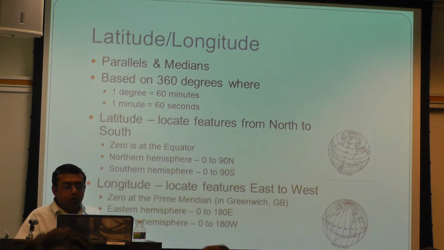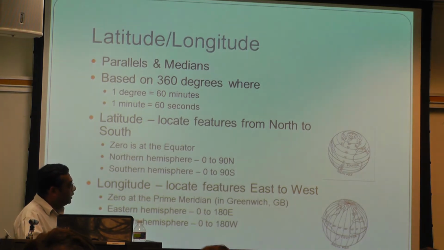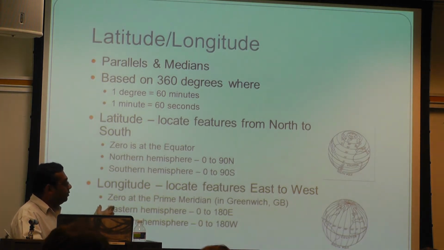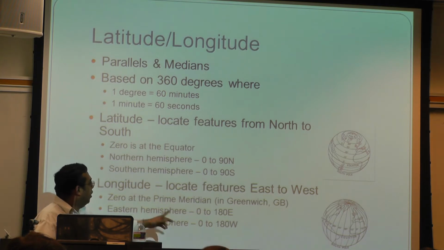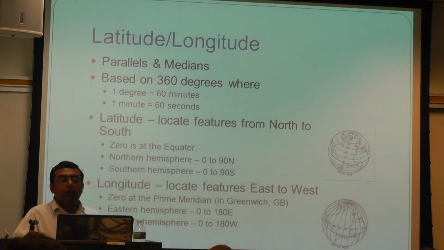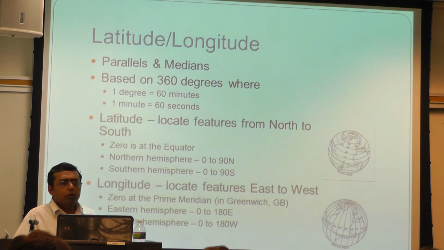Similarly, longitudes will help you look at stuff from east to west. Where is the zero? The zero is at the prime meridian, which I had forgotten is actually in Greenwich in Great Britain. Everything to the east of the prime meridian, from 0 to 180 degrees east, will be in the eastern hemisphere. Everything to the west will be 0 to 180 west. So latitudes and longitudes are probably the most common ways to look at coordinates.